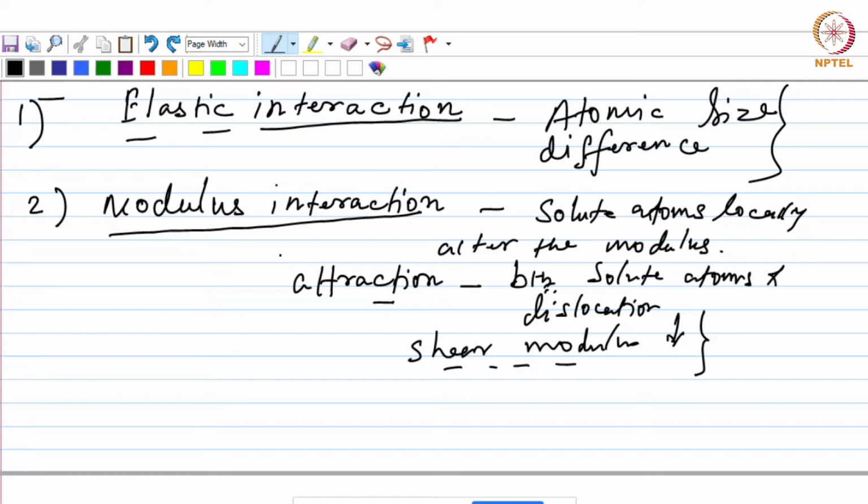Okay. Modulus interaction is similar to elastic interaction in the sense that the presence of the solute atoms will locally change the modulus, and if the shear modulus of the solute is lower than that of the parent, then it will actually decrease the energy of the dislocation. Because in that case, when the energy is lowered, the dislocations will be attracted to the solute, and that is how their motion will be hindered. Okay, so that was about modulus interaction.